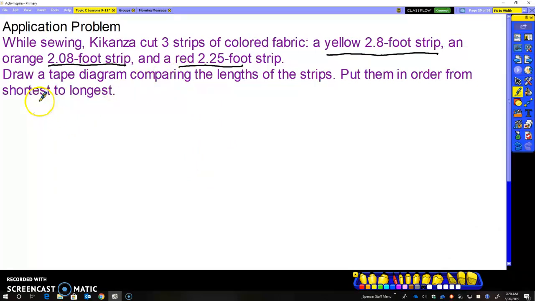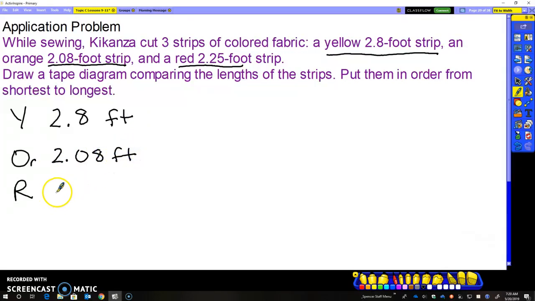Okay, so we have 3 strips. One is yellow, one is orange, and one is red. And I'm just going to write those out here. So yellow was 2.8 feet. Orange was 2 8/100 feet. And red was 2 25/100 feet. Well, if I talk myself through this, I know that 8/10 looks like it's the largest tenth.